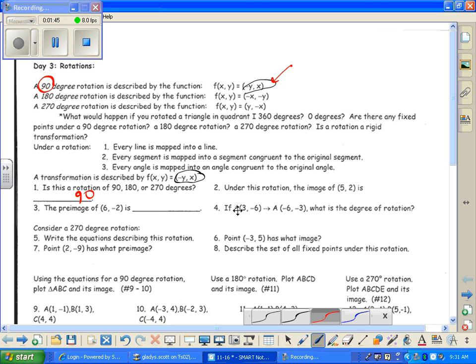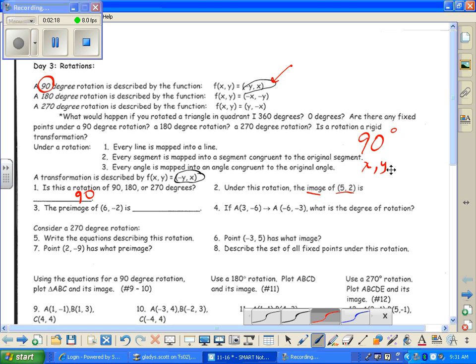Number 2, under this rotation, the image of (5, 2). Image simply means the change. The image is the change, the original change, the first change, okay? So we start out with x and y, and under this rotation, that means under 90 degrees, what is the image?